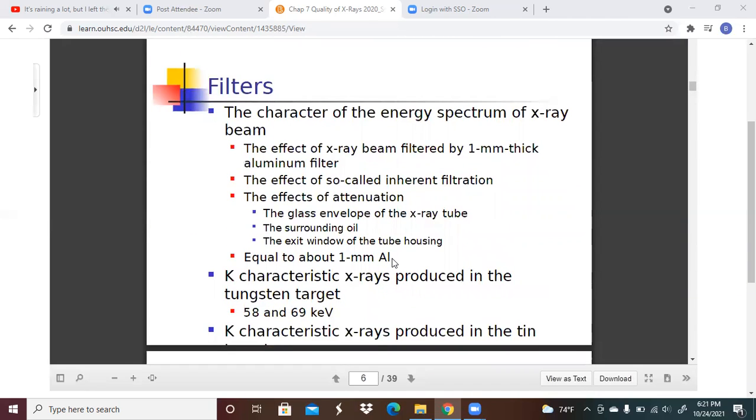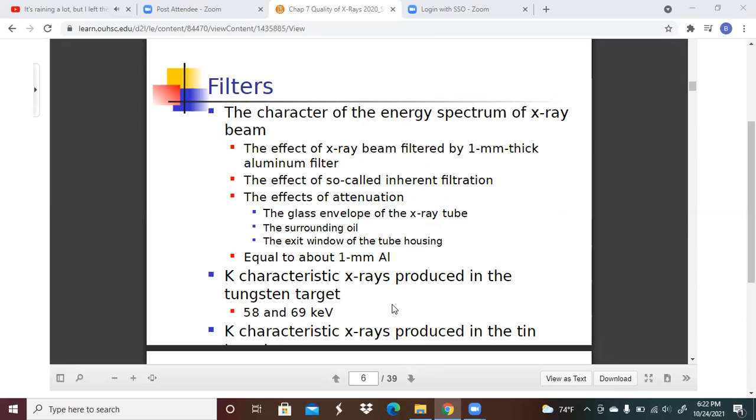The filters, the character of the energy spectrum of the X-ray beam, the effect of the X-ray beam filtered by 1 millimeter thick aluminum. The effect is so-called the inherent filtration. So the effects of attenuation, the glass envelope of the X-ray tube, the surrounding oil, the exit window of the tube housing, those can all be factored into this, and it's all equivalent to about 1 millimeter of aluminum.